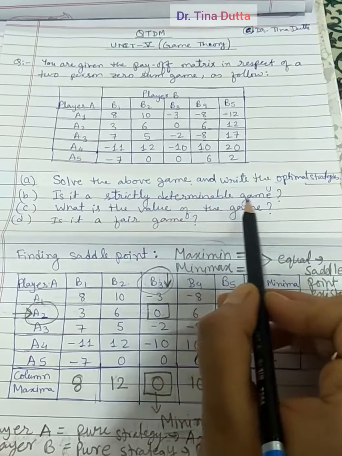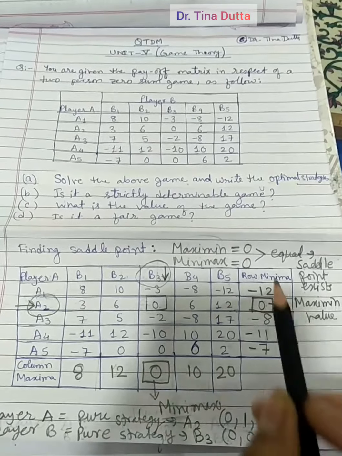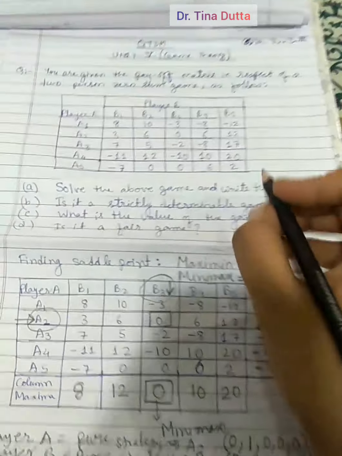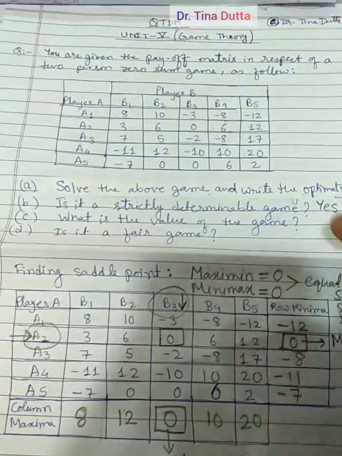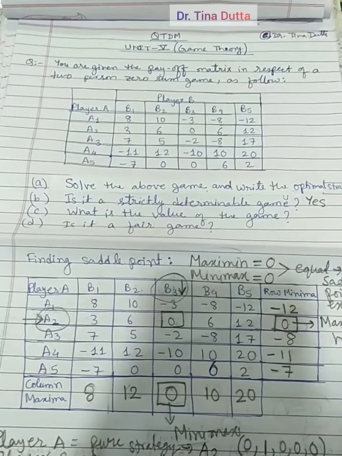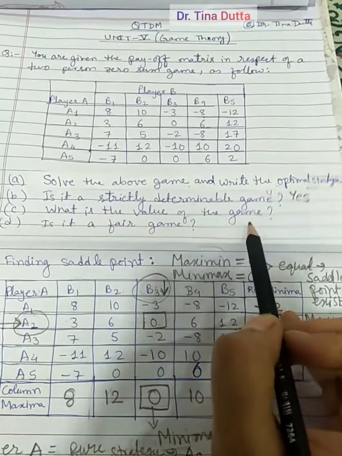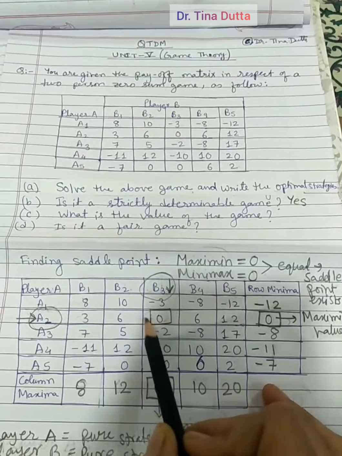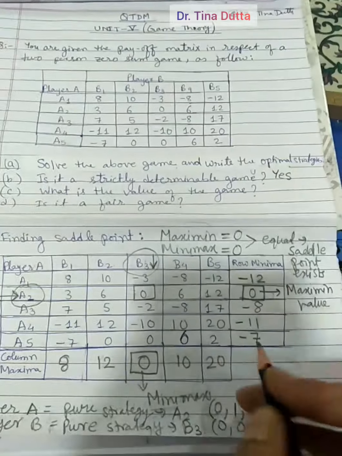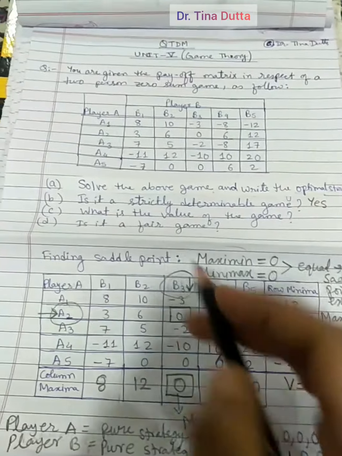Is it a strictly determinable game? Yes, it is a strictly determinable game because saddle point exists. So here the answer is yes, because saddle point exists. So we can determine the value of the game beforehand. What is the value of the game? The value of the game is at the saddle point, that is 0. So value of the game V is equal to 0.